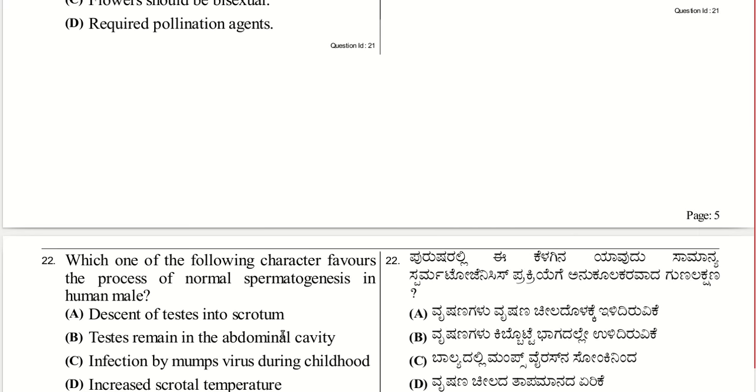22nd. Which of the following characters favors the process of normal spermatogenesis in human male? There are different choices. The descent of testes into the scrotum is going to favor the process of normal spermatogenesis in human male. The answer is descent of testes into scrotum.